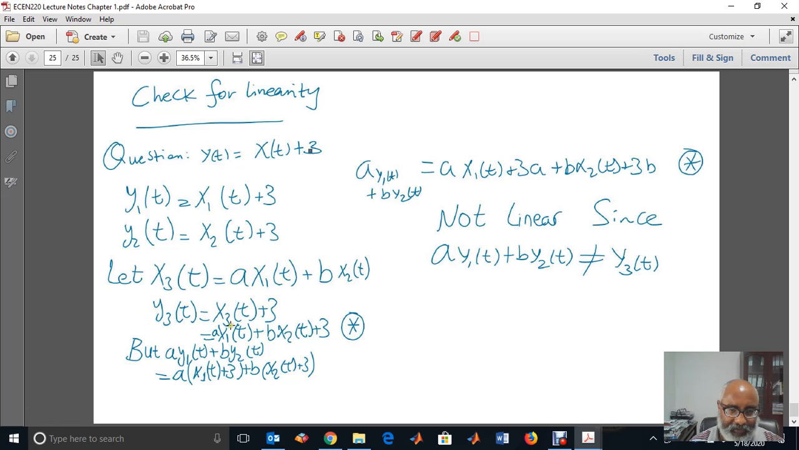Then y3 of t. What is y3 of t? y3 of t is, from the original equation here, x3 of t plus 3. Then substitute x3 of t, which is a x1 of t plus b x2 of t. Substitute here, then I get a x1 of t plus b x2 of t plus 3, okay?